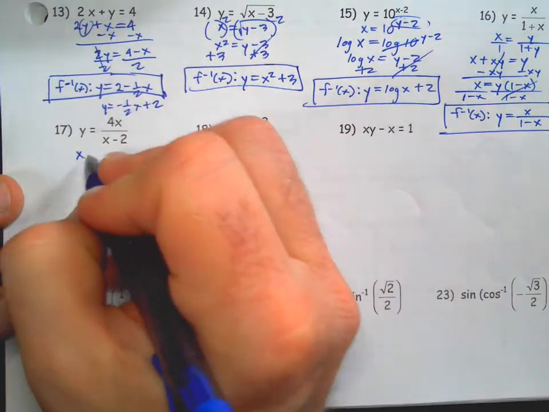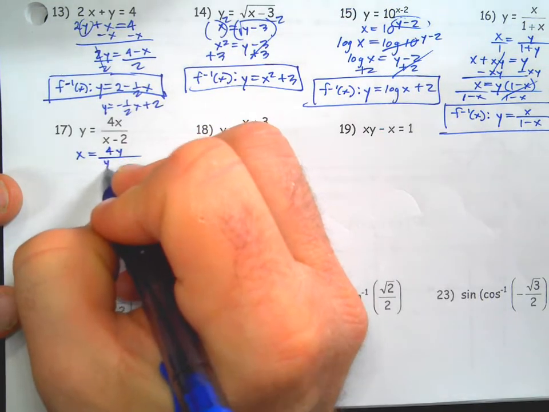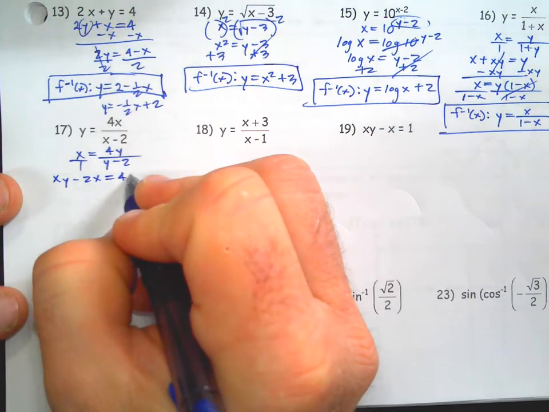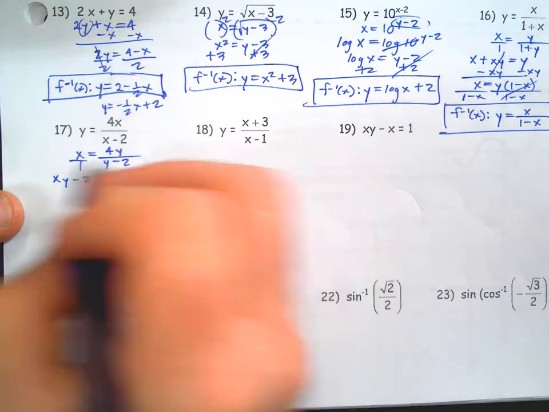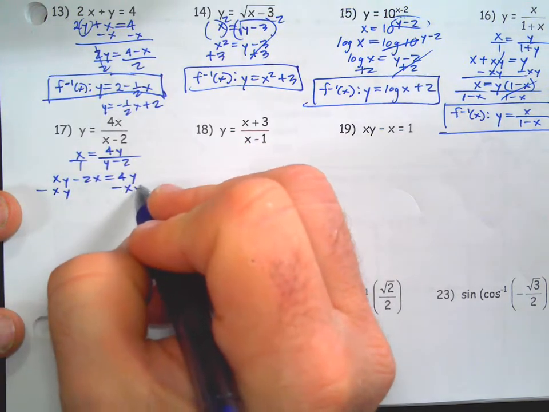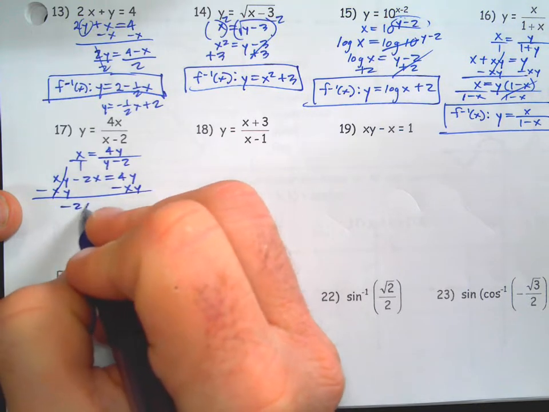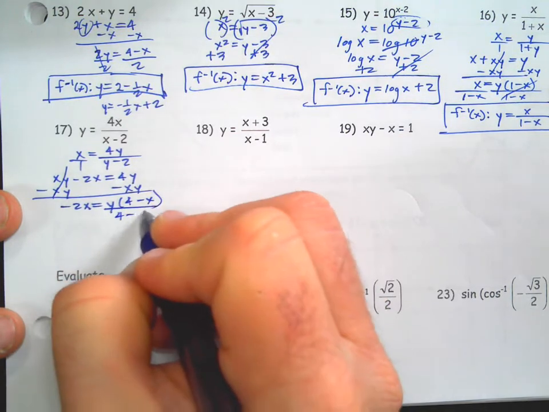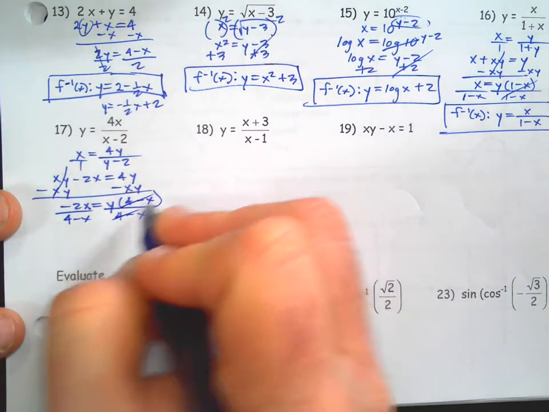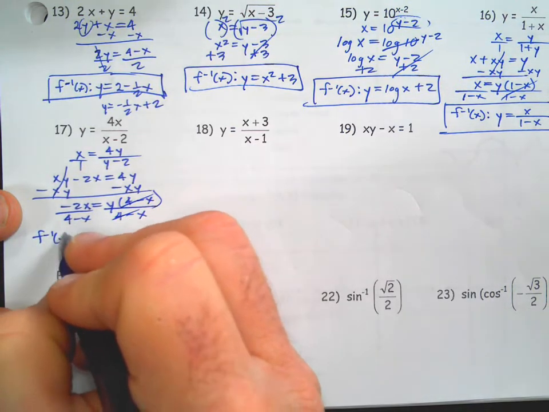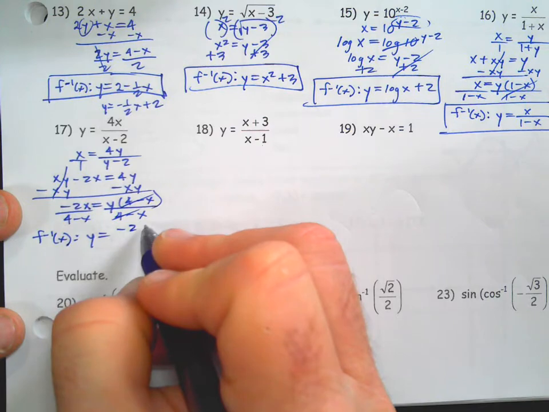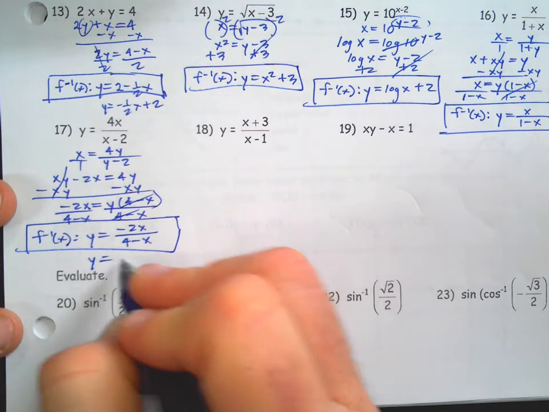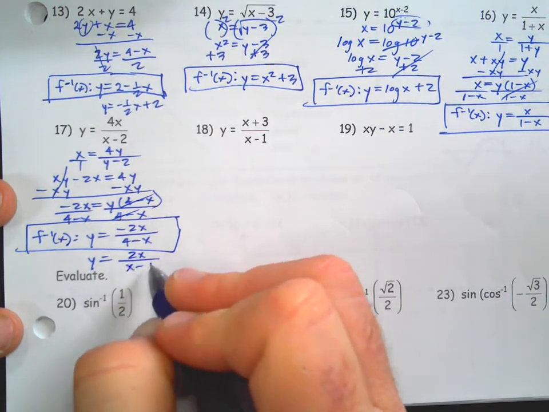Okay, swap the x and the y. Cross multiply. xy minus 2x equals 4y. You get the y's together on the same side, either side, really. It's up to you. You want to factor the y out and divide by 4 minus x. So the inverse function is y equals negative 2x over 4 minus x. Now, one other version of this that you might have got if you solved a little differently would be positive 2x over x minus 4. You could divide negative out of the top and bottom. Same thing.